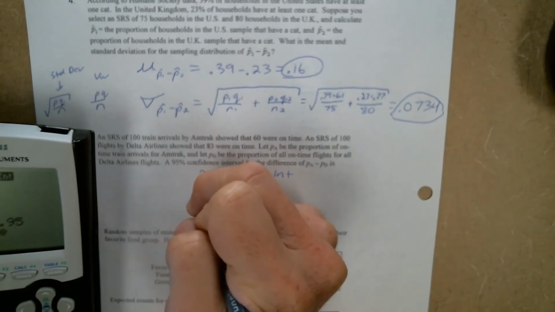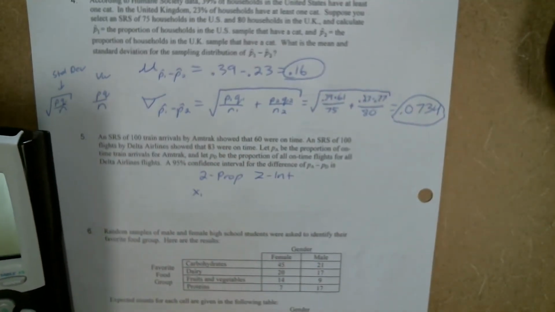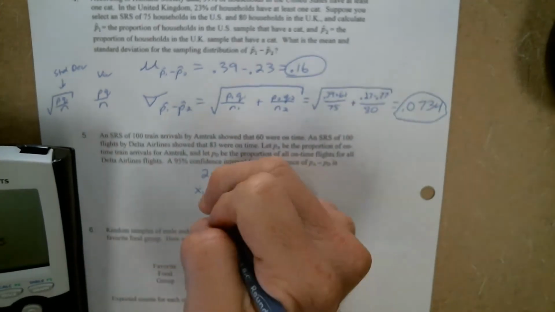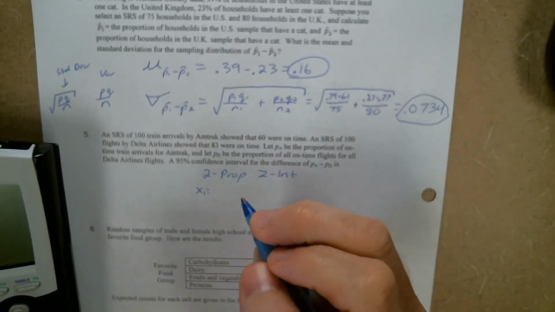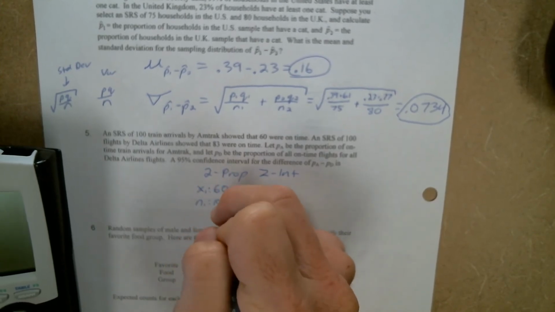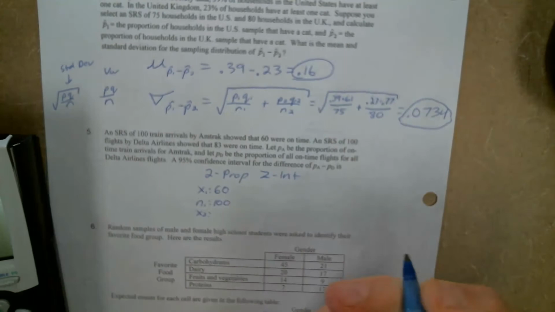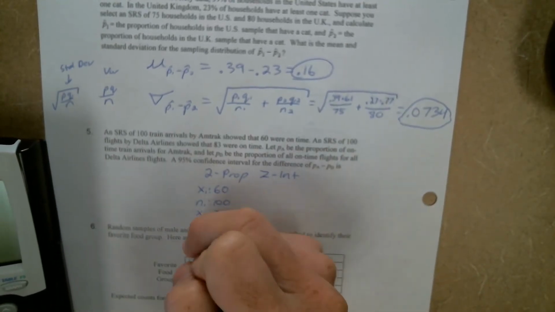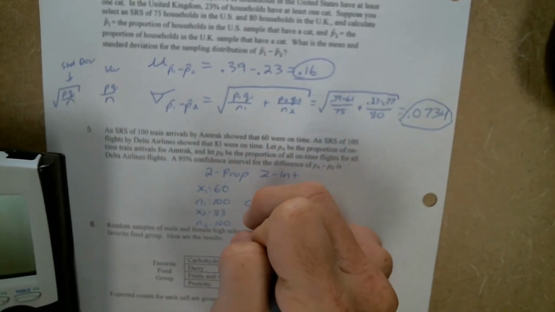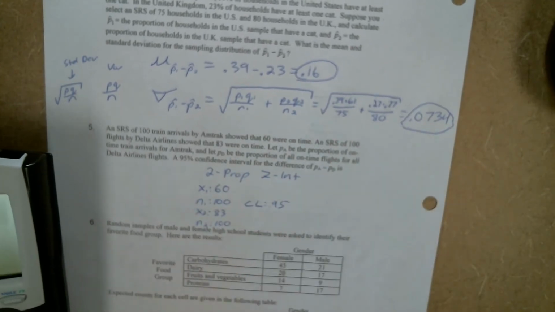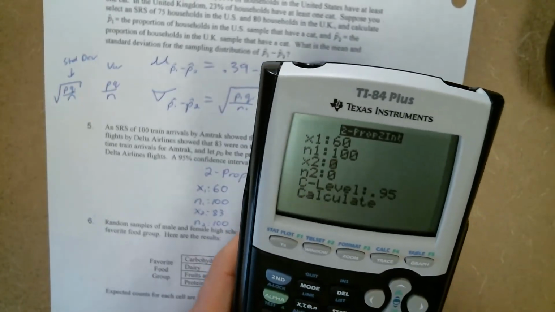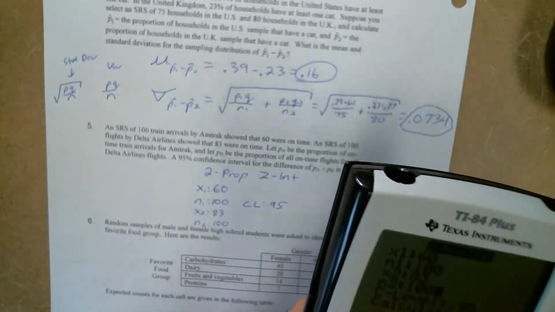Now, the calculator does x1 minus x2. So the problem is telling us Amtrak minus Delta. So we have to make sure that we put the Amtrak information in first. So Amtrak had 60 on time out of a total of 100. And then Delta had 83 on time out of a total of 100. And we're doing a confidence level of 95%. All right, so once that's all in there, let's see. 60, 100, 83, 100 again.